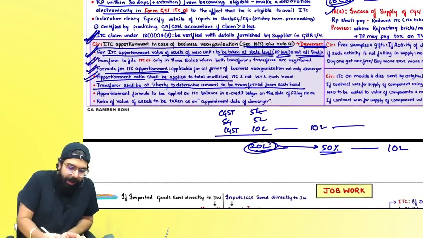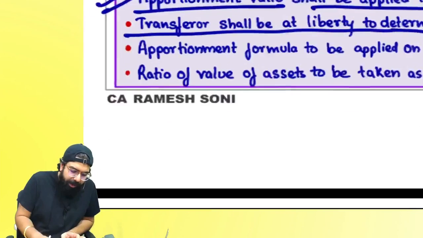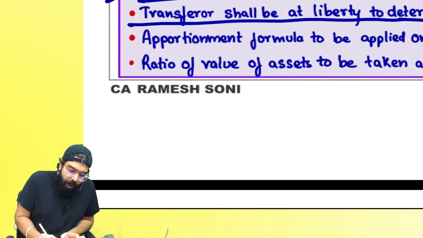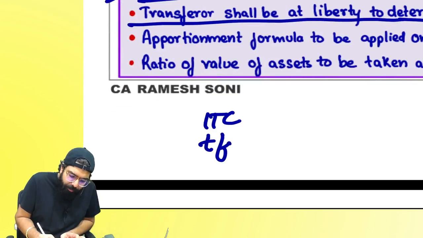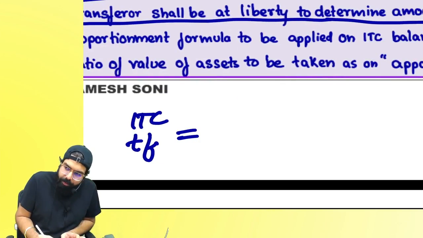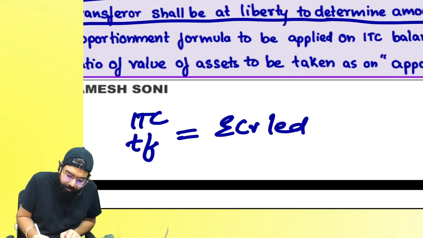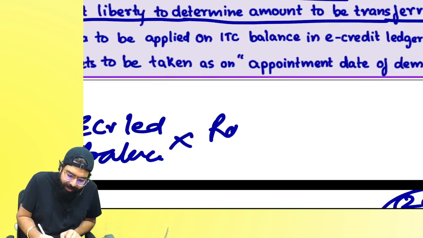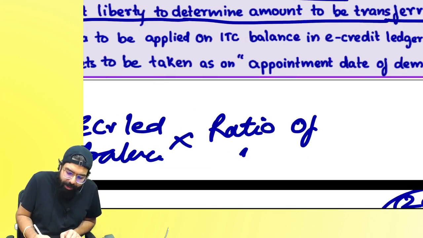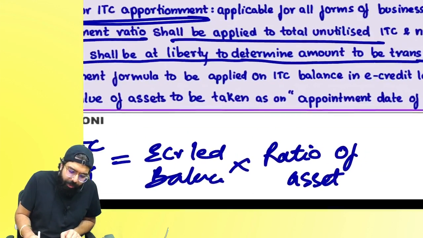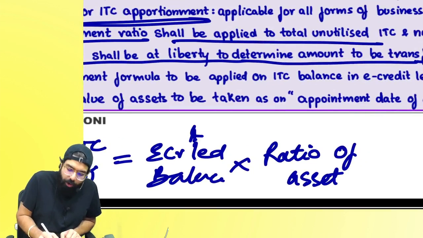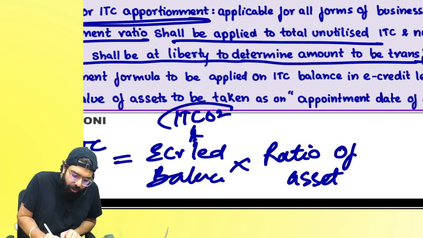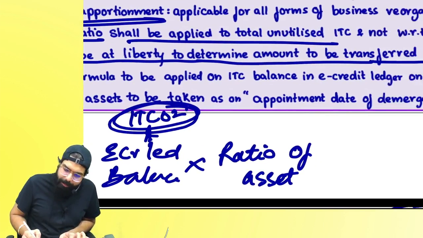Then people asked, sir, we have to transfer the credit, so how much ITC is to be transferred? For that, we will need the electronic credit ledger balance multiplied by the ratio of assets. Yes or no? Then people asked, which day's e-credit ledger balance? The government told us that the day you are filing ITC-02, that day's e-credit ledger balance you take.